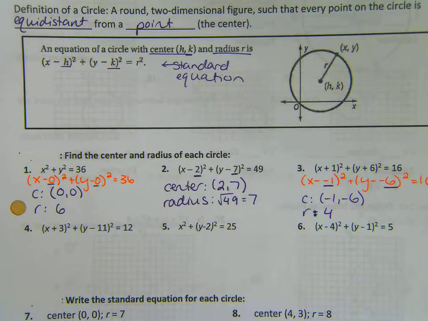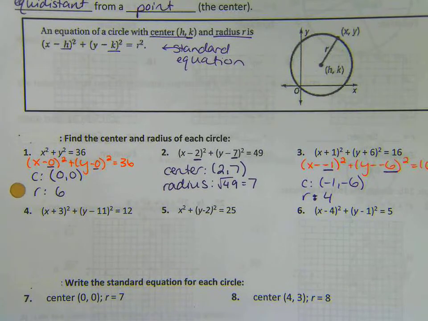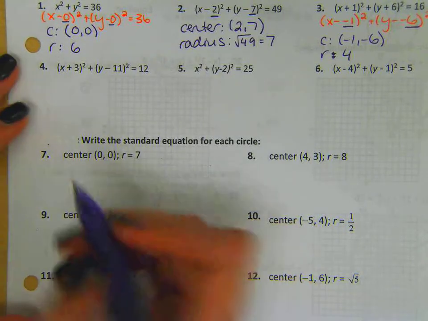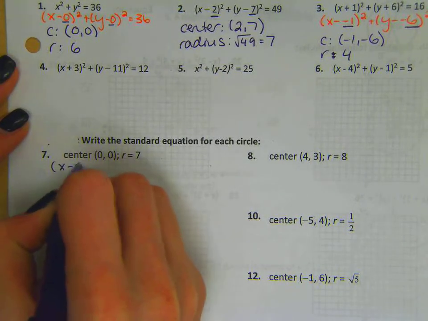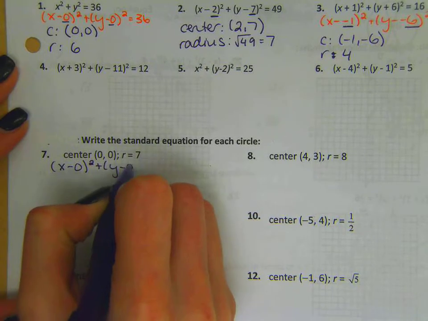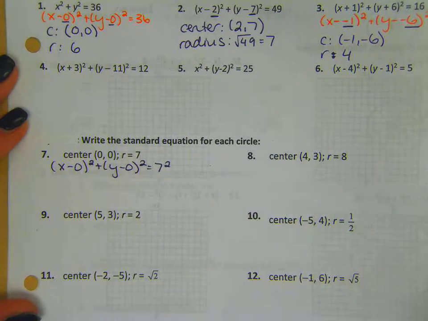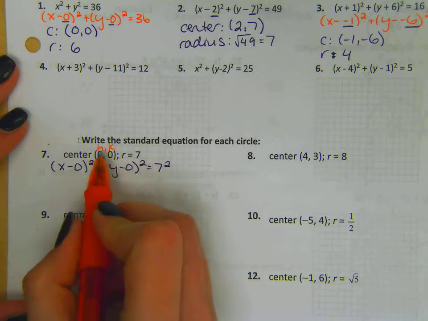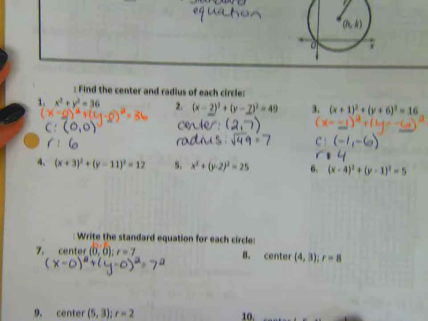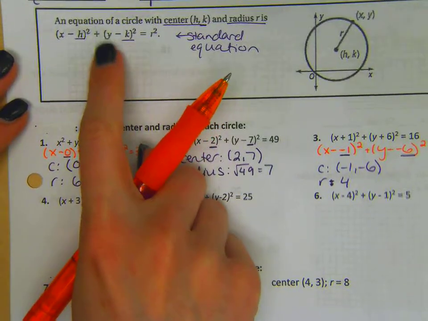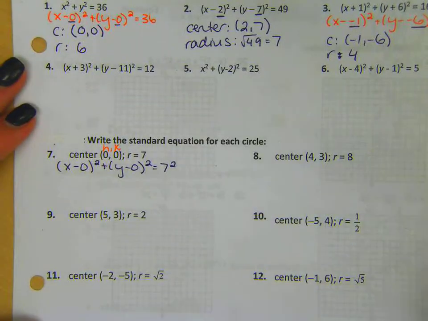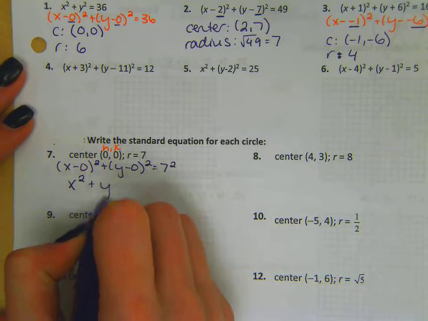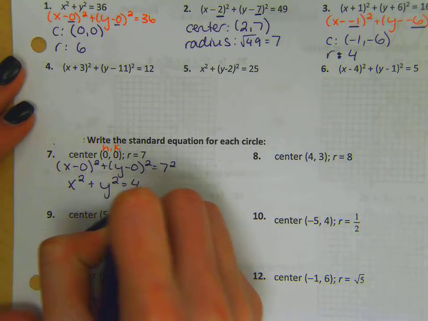Going backwards now, writing the equation given the center and the radius. Looking at number 7 down here, the center is 0, 0. So I know that I have x minus 0 squared plus y minus 0 squared equals 7 squared. All that I've done here, this is my h comma k, this is my r, I've taken these three values and I've plugged them in exactly as they are into the standard equation. We can write this more simply. X minus 0 squared is just x squared, y minus 0 squared is just y squared, and 7 squared is 49.